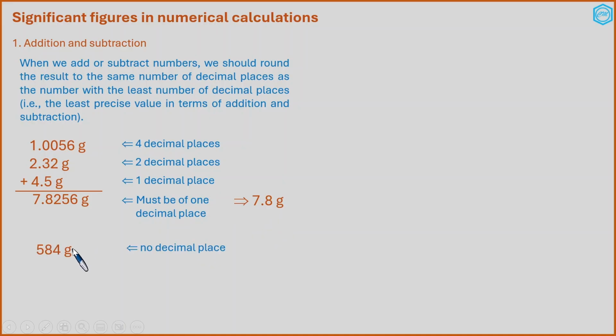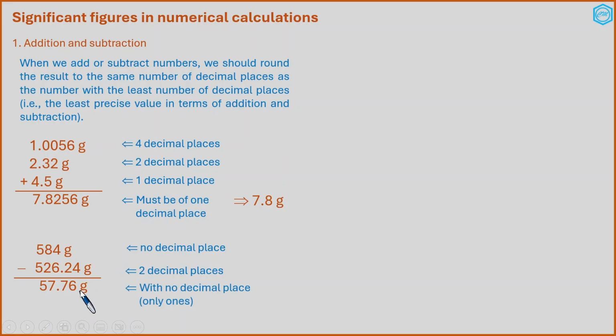Now let us consider subtraction. 584, no decimal place, minus 526.24 gram. The result is this one. So here we have 2 decimal places. But the least precise value is this one. So the result also should not have any decimal place, that is, it should be only in ones.